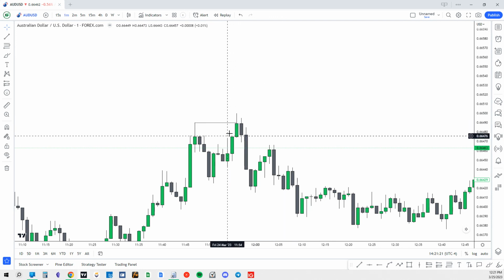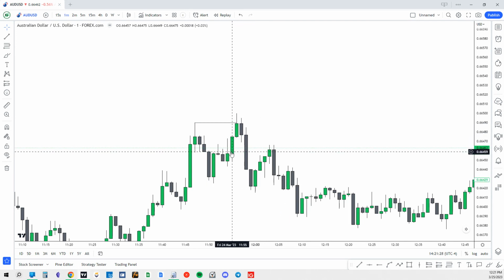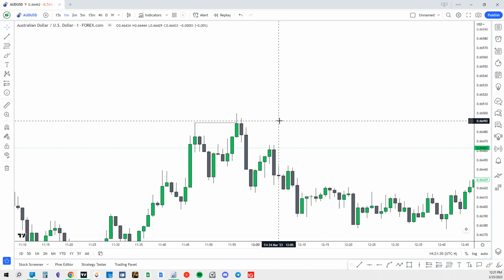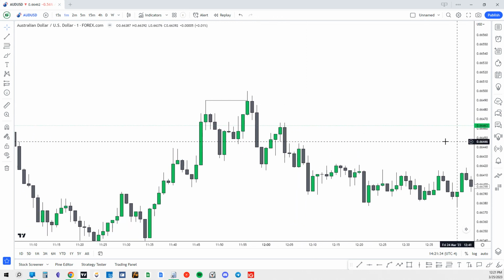At this point in time, it was just a wick. And usually when wicks happen, price is getting ready to reverse, or it's just a liquidity grab, which we'll get into later on in the course. So don't get too overwhelmed right now. We're just talking about the actual candle body closure.